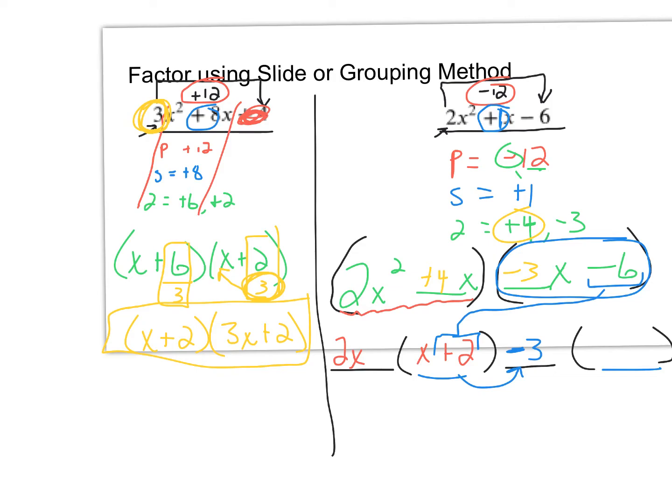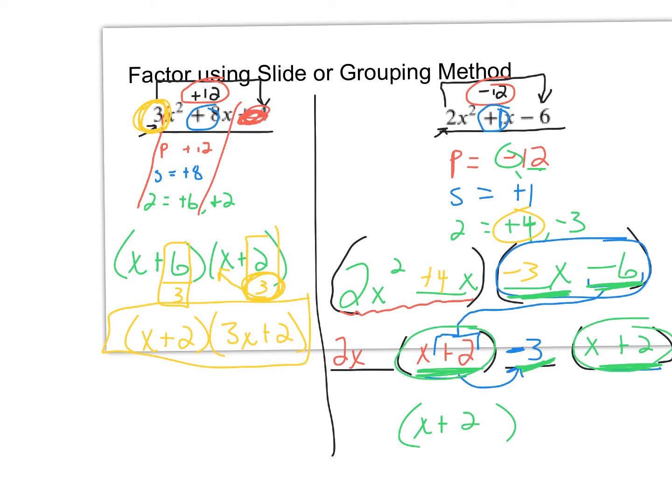So -3x divided by -3 is x. -6 divided by -3 is plus 2. And we got what we wanted. These things now match. So to do this up, x plus 2, that's our common piece. That's these guys right here.